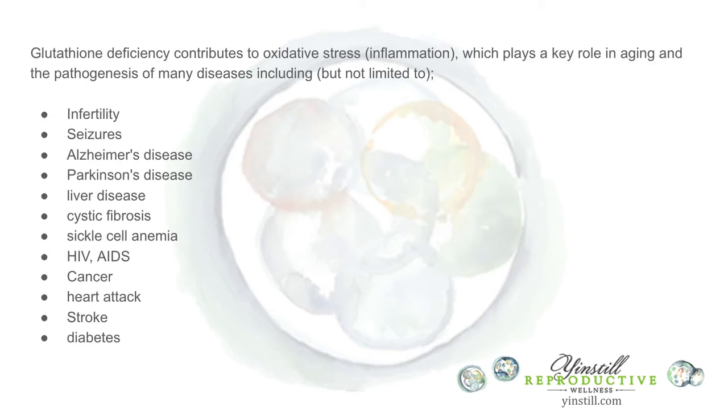As mentioned earlier, if we're not taking good care of ourselves, glutathione levels can be deficient, and with this come consequences. Glutathione deficiency contributes to oxidative stress and inflammation, which play a key role in aging and the pathogenesis of many diseases, including but not limited to infertility, seizures, Alzheimer's, Parkinson's, liver disease, cystic fibrosis, sickle cell anemia, HIV, cancer, heart attack, stroke, and diabetes. Glutathione is important in almost every biological cellular function, so running a deficiency is obviously not favorable to overall human health.